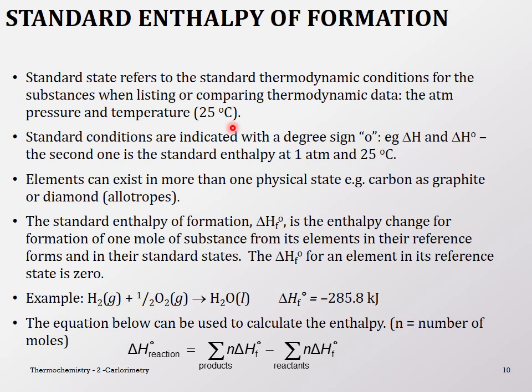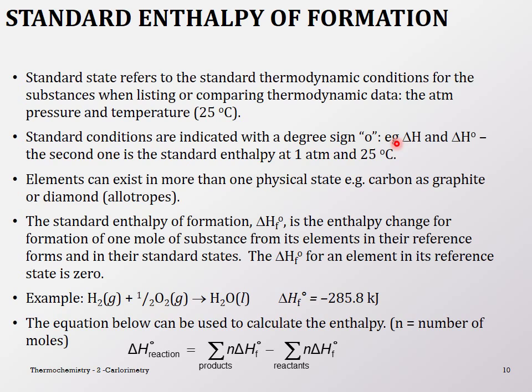But for now, this is the standard enthalpy. Okay, and the standard enthalpy is indicated by a degree sign. So delta H, that is what we've been dealing with so far. Which means that when we measured the delta H so far, we really don't know what the pressure was of the system, and we don't know what the temperature was of the system. The temperature could have been 26 or 27 degrees centigrade depending on the day, and the pressure could have been 0.98 atmospheres or 0.8 atmosphere for all we know.